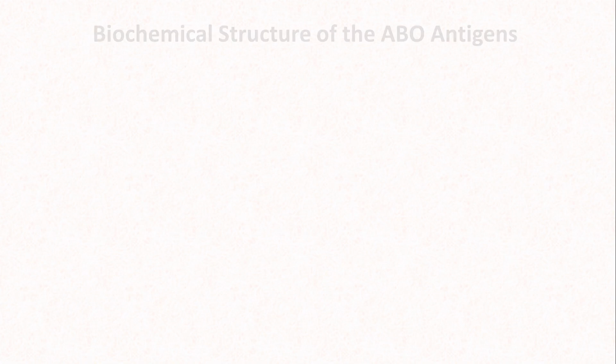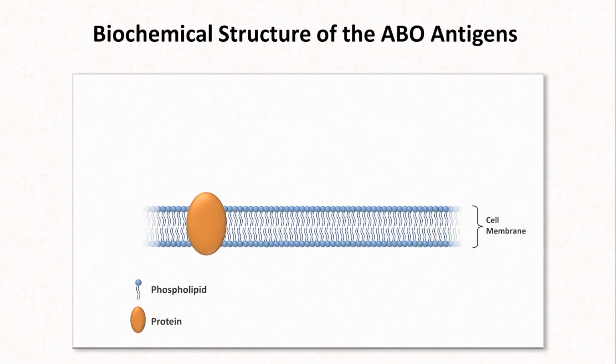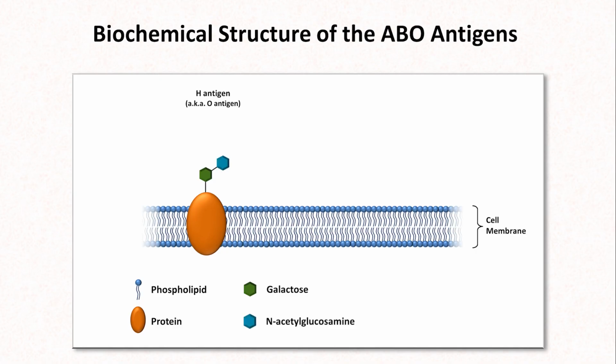Now, let's take a closer look at the ABO system. This system involves carbohydrate antigens attached to a variety of transmembrane proteins. Enzymes, called glycosyltransferases, are responsible for creating the so-called H antigen, also known as the O antigen, consisting of 4 sugars in this specific order: galactose, N-acetylglucosamine, galactose again, and a sugar called fucose, not fructose, but fucose.